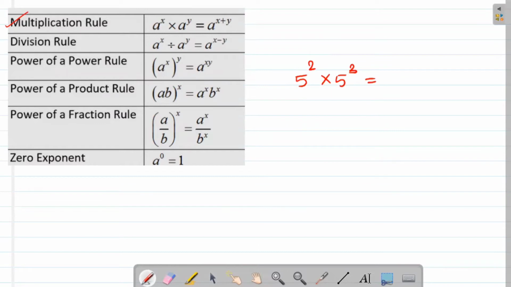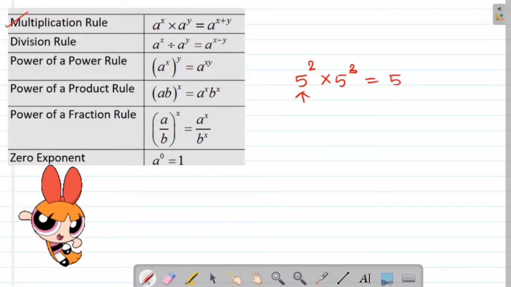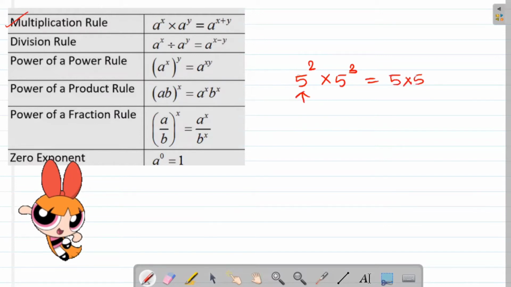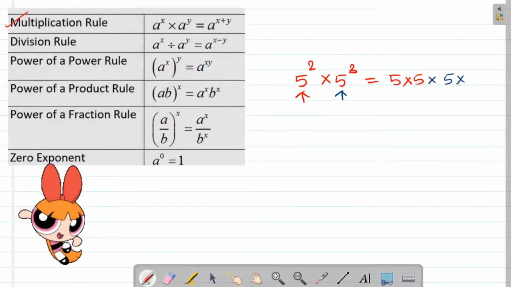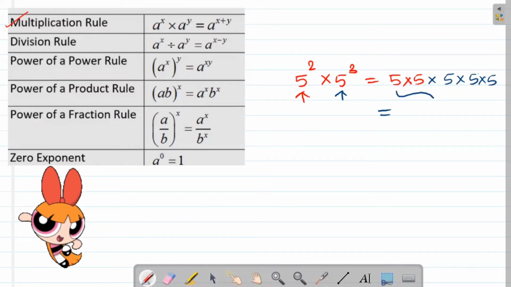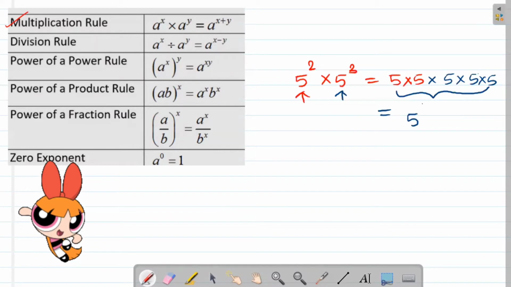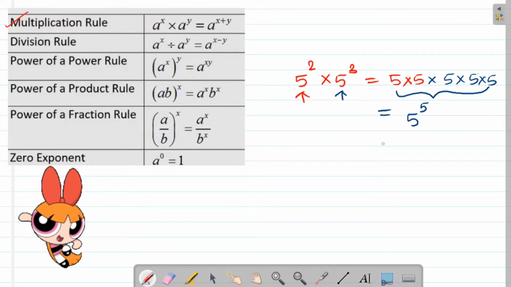How am I going to solve this? 5 raised to 2 means what? 5 into 5, right? And 5 raised to 3, I am going to write 3 times, that is, my 5 is going to multiply 3 times. Now how many times do you have the same number? 5 times. So can I write 5 raised to 5? Yes.